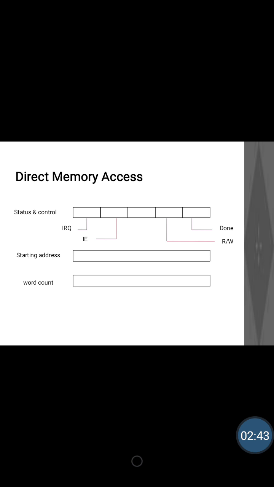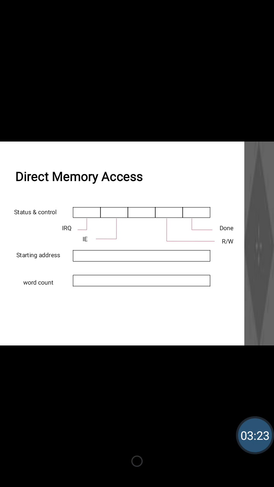Then the status and control register will hold the status of the IO transfer done using direct memory access. The address of the words which are to be inputted or outputted will be set in the starting address register. Then how many words are to be transferred, assume 50 words, that is stored in the word count. Then the processor will send a read or write signal. If it is a read signal, it will be made 1. If it is a write signal, then that bit will be made 0. So these are all the things the processor will do beforehand.